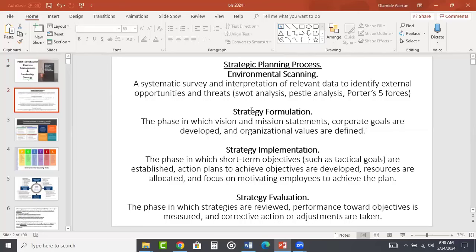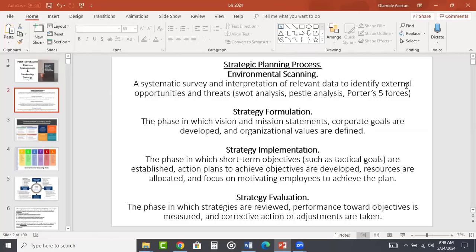We have the strategic planning process. This is still the same as what you've always had. Environmental scanning is usually the first step. You want to make sure that you scan the environment, just like it sounds like, a systematic survey, and gather data from that environment in which the business operates. Now, this could be internal information as well as external information.